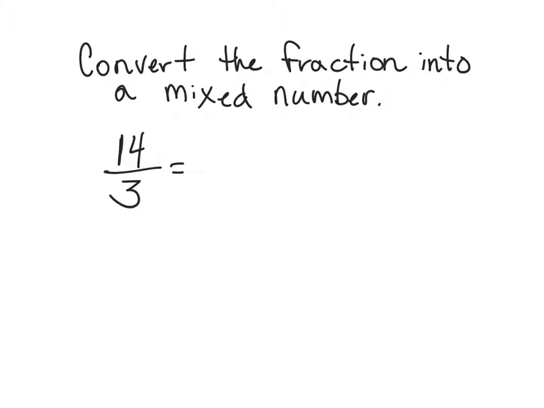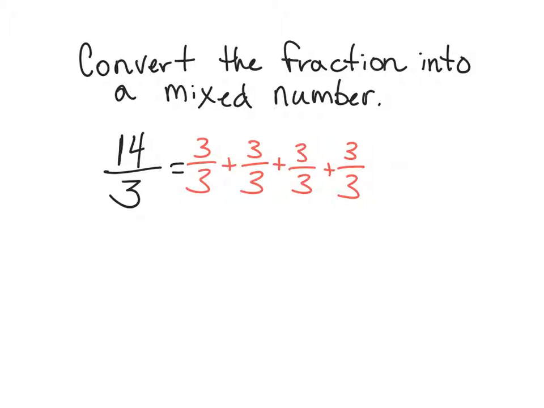Okay, so now we're going to convert this fraction into a mixed number. We want to be able to see how many wholes we can get from 14 thirds. Since we're talking about thirds, we need to use thirds in it. So we've got 3 thirds. 3 more thirds would give us 6 thirds. We're not close. 3 more thirds would give us 9 thirds. And another 3 thirds would give us 12 thirds.